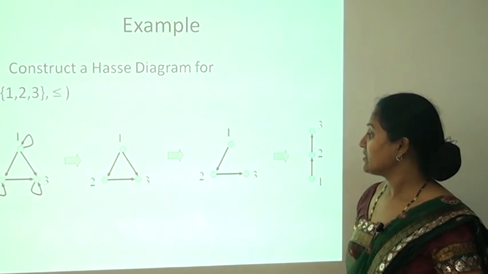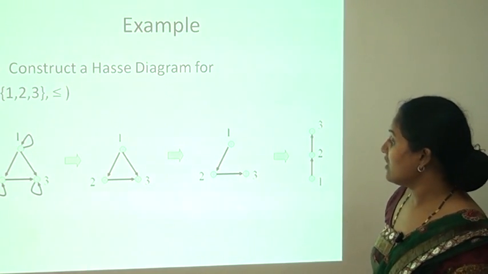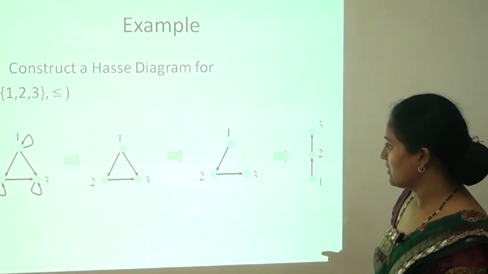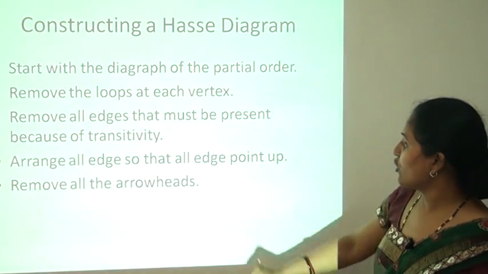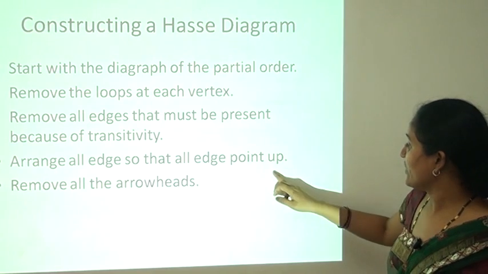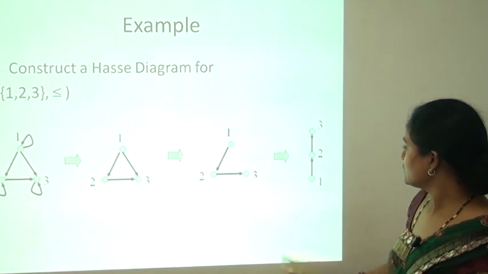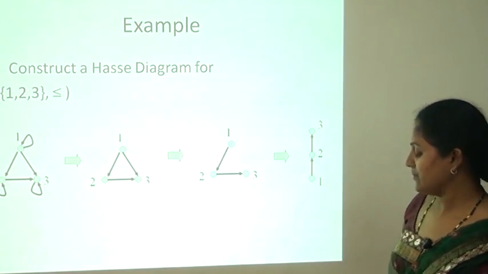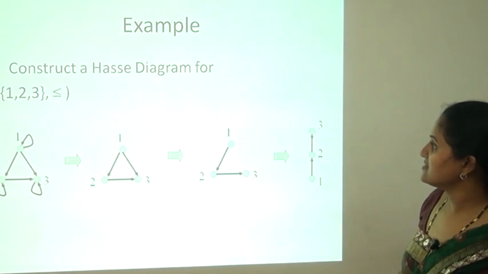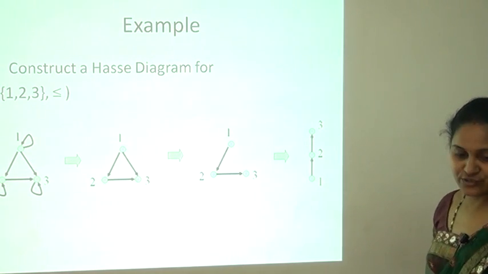For the third step, for transitivity, remove the edges implied by transitivity. Here we have studied that we arrange all the edges so that all edges point up. So all edges point up. So this is the example.